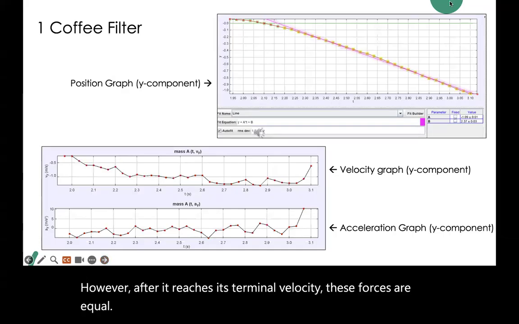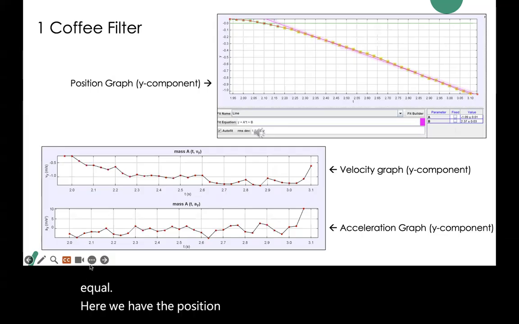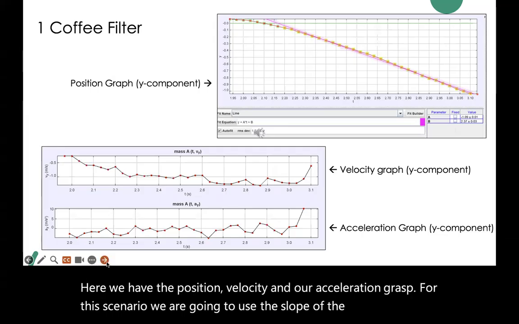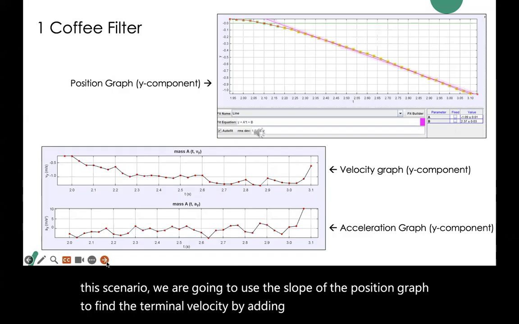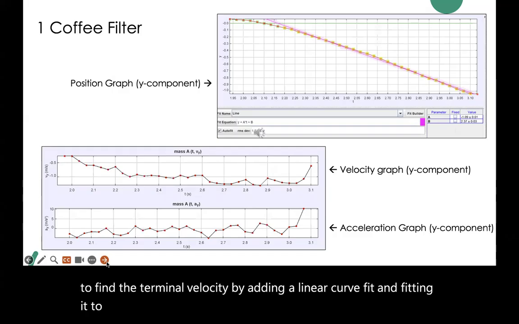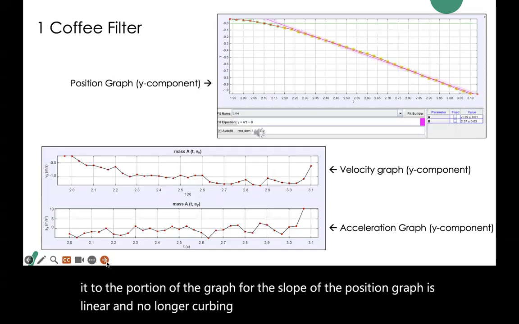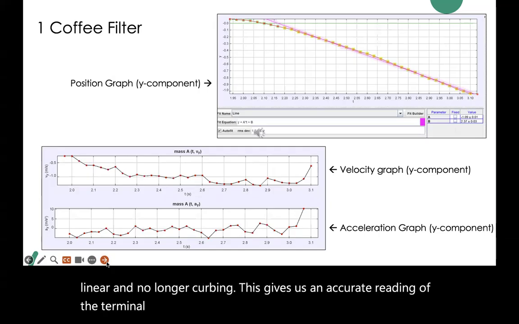Here we have the position, velocity, and acceleration graphs for this scenario. We are going to use the slope of the position graph to find the terminal velocity by adding a linear curve fit and fitting it to the portion of the graph where the slope of the position graph is linear and no longer curving. This gives us an accurate reading of the terminal velocity with a small uncertainty. This applies for the graphs of all three trials.